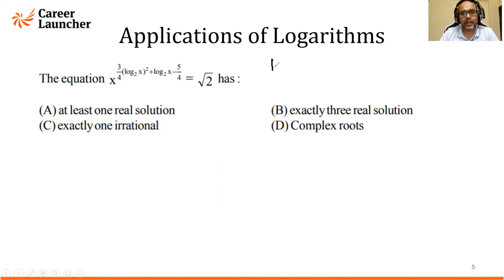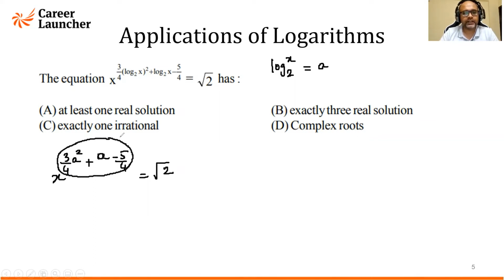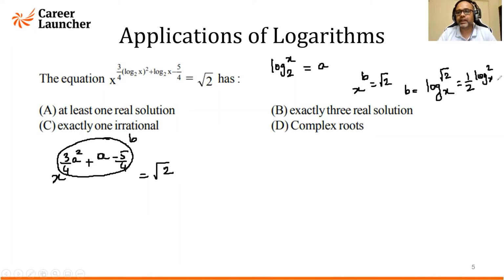So before I solve, let me take log x base 2 as a. So my left hand side becomes x to the power of 3 by 4 into a square plus a minus 5 by 4, which is equal to root 2. If I call this entire exponent b, my left hand side is in the form of x to the power of b equal to root 2. Now I can write b using logarithms. By the definition of logarithm, I can write it as root 2 base x. So I can write this as half log 2 base x.